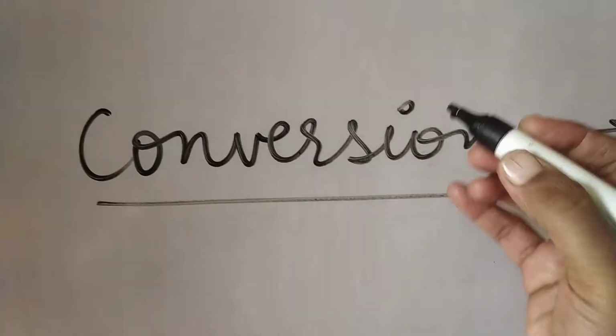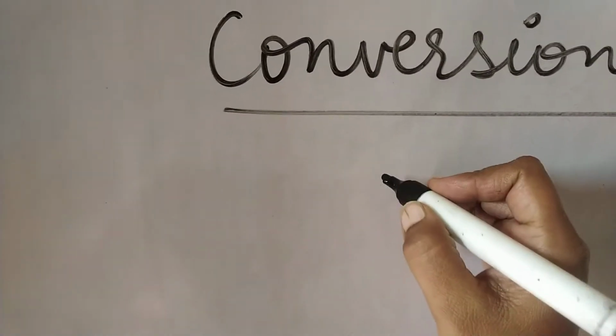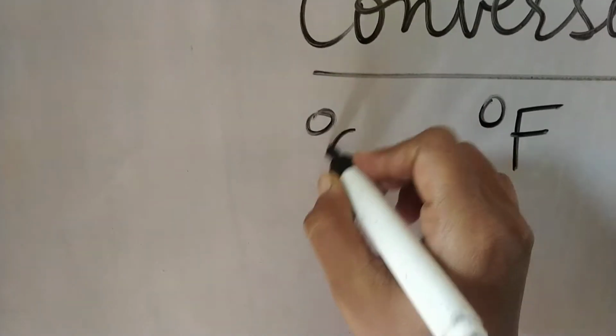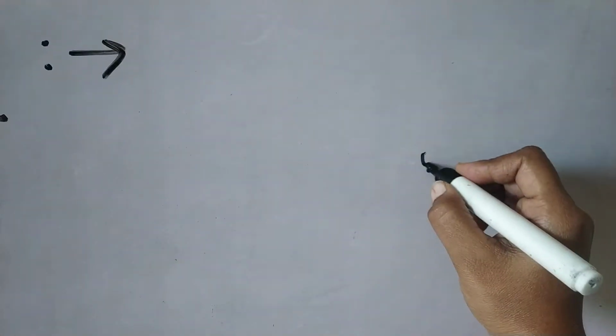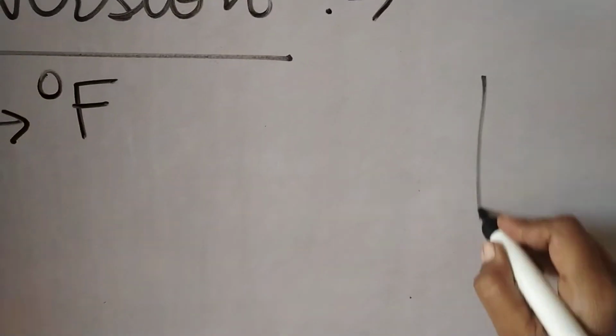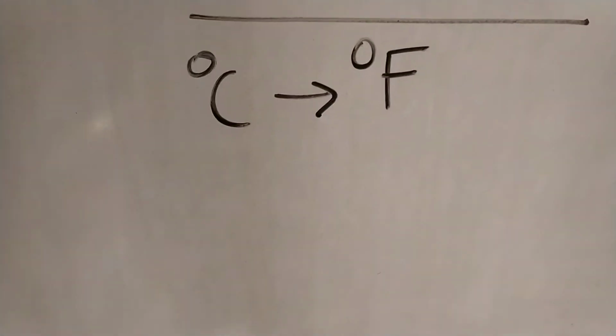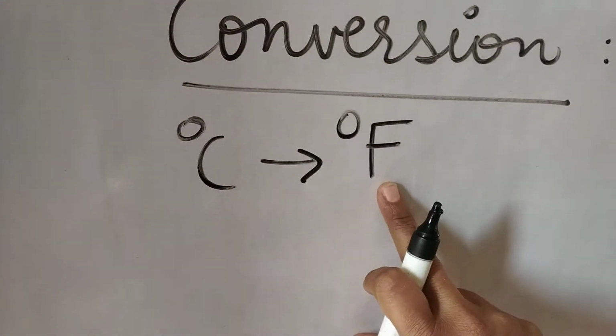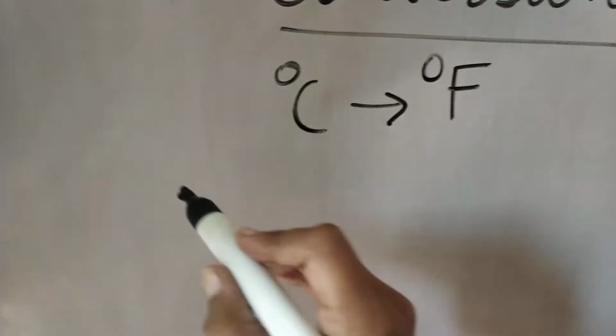So today we will learn the conversion from degree centigrade to degree Fahrenheit and degree Fahrenheit to degree centigrade. For this we have to follow some steps. First of all we will see the conversion of degree Celsius to degree Fahrenheit. So the steps we have to follow.